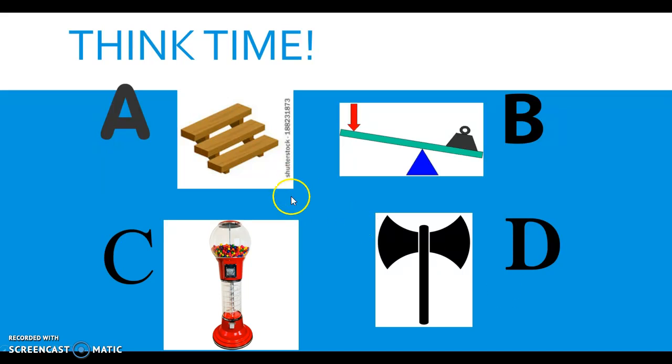So hopefully by now you picked C. Yes, definitely. We see the screw down here. We have the inclined plane wrapped around the post in a gumball machine.